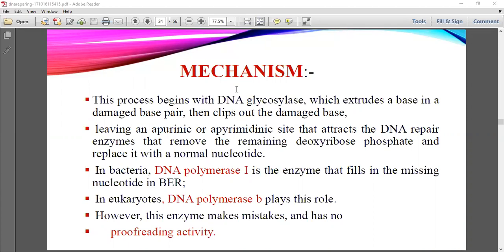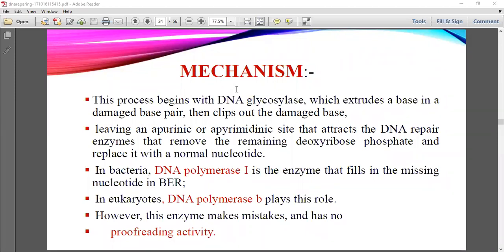So that's why we use an enzyme, DNA glycosylase, which extrudes the damaged base and keeps it out. Extrude means it removes. So how does it remove? It removes by breaking the glycosidic bonding in the DNA.